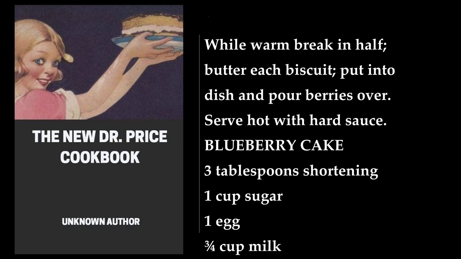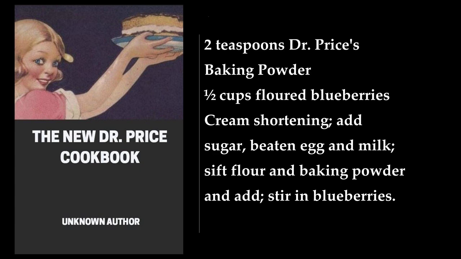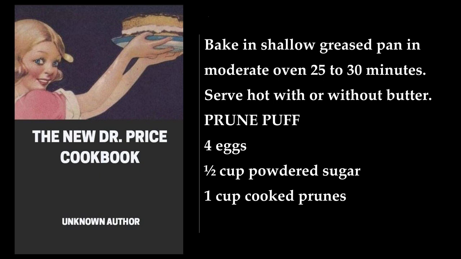Blueberry cake. 3 tablespoons shortening. 1 cup sugar. 1 egg. 3/4 cup milk. 1 3/4 cups flour. 2 teaspoons dry Price's baking powder. 1/2 cup floured blueberries. Cream shortening, add sugar, beaten egg and milk. Sift flour and baking powder and add, stir in blueberries. Bake in shallow greased pan in moderate oven 25 to 30 minutes. Serve hot with or without butter.